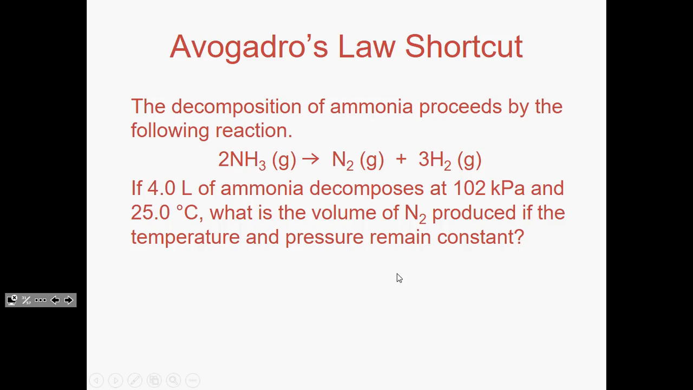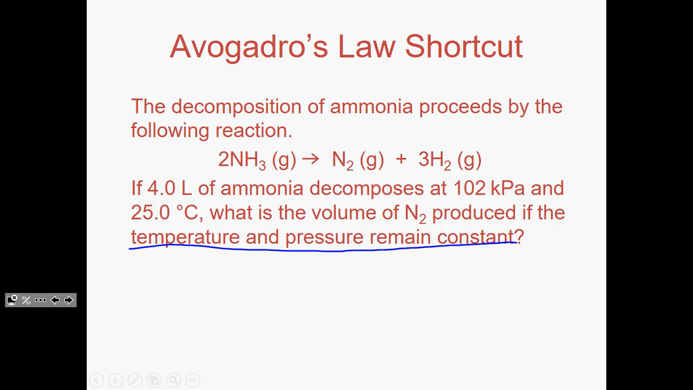The decomposition of ammonia proceeds by the following reaction. Notice we've got ammonia gas that's being converted into nitrogen gas and hydrogen gas. And then it goes on to give us the fact that if 4.0 liters of ammonia decomposes at 102 kPa and 25.0 degrees Celsius, so they've given us a volume, a pressure, and a temperature. And they're asking us from that much ammonia what volume of N2 could be produced if the temperature and pressure remains constant. And that's a really critical idea here, that the temperature and pressure are constant.